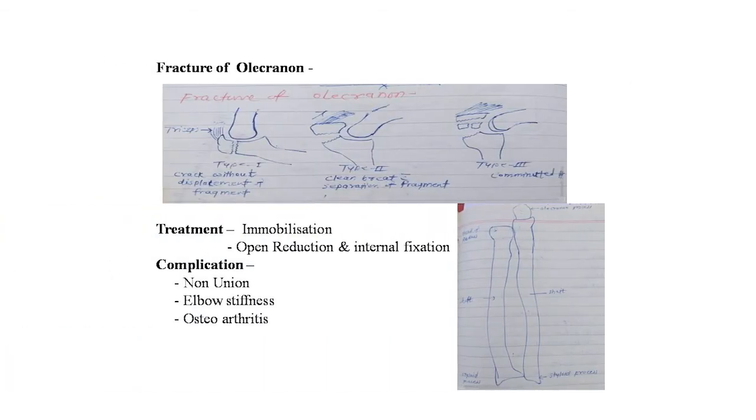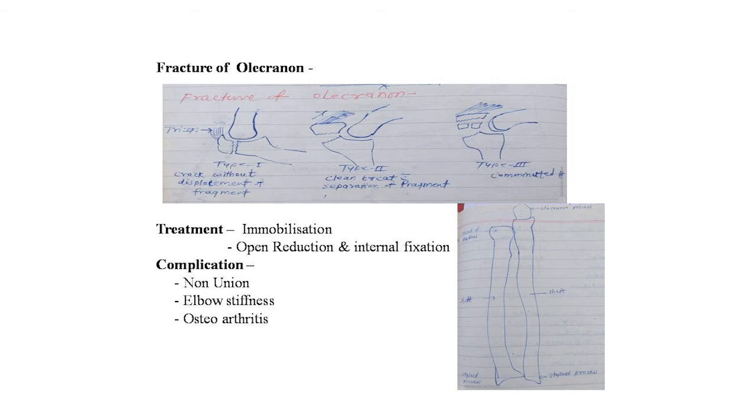Now the fracture of the olecranon. Here is the image; the first image shows the triceps muscle is ruptured, type 1, type 2, type 3. Three images are clearly seen of the olecranon fracture. Type 1: crack without displacement of fragments. Second type: clean breach with separation of fragments. And the third image shows type 3, the comminuted fracture of the olecranon. The triceps muscle is also seen in this image.